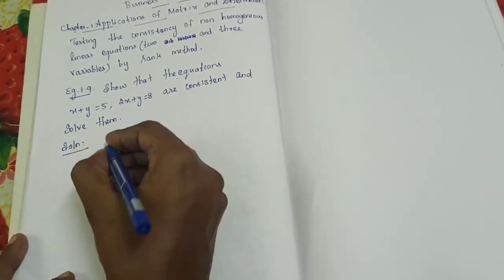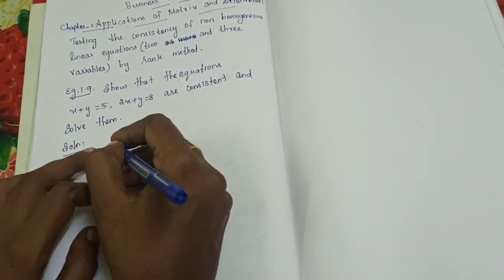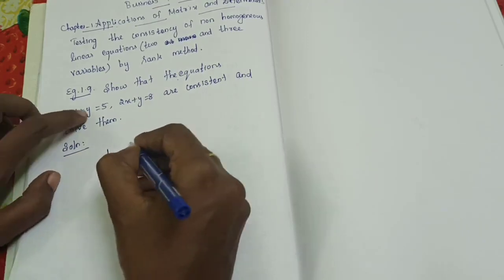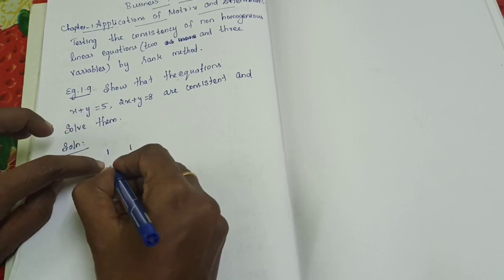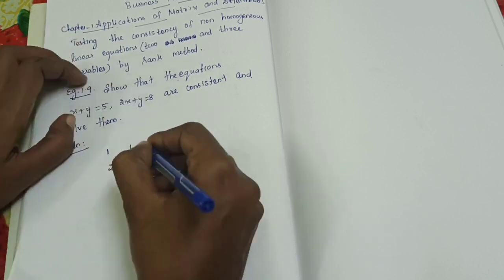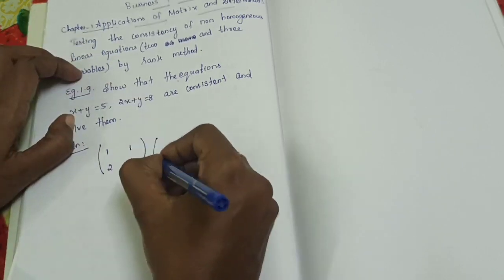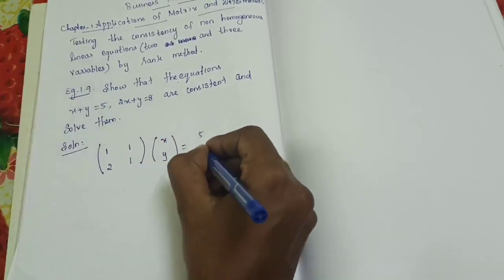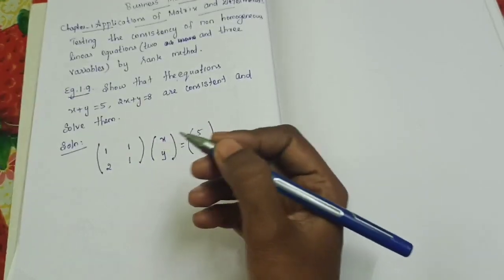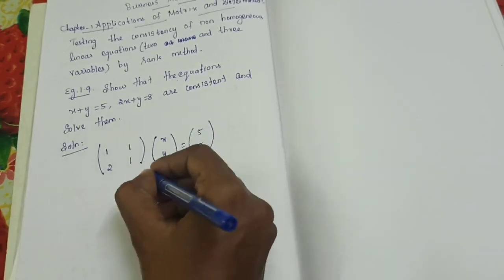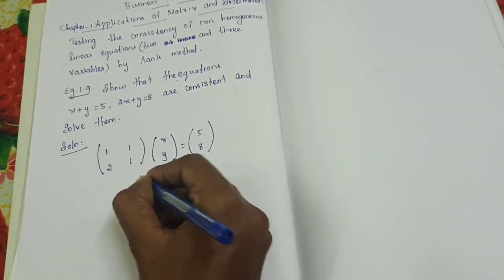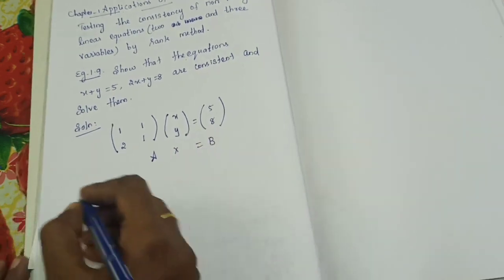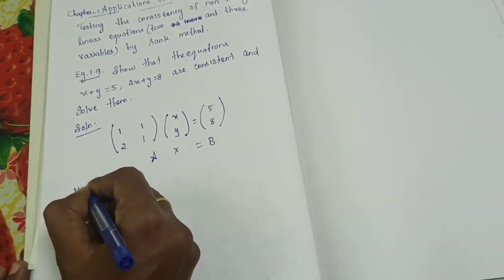Okay, solution. How will you write it in the form of Ax equal to B? You know, is it right? What's the coefficient of x here? 1. y, 1. Then 2, 1. Is it right? That is A. Then x, y is equal to 5, 8. This you already know, we learned last year. Now also I explain. Now this is in the form of Ax is equal to B. Correct? Okay.